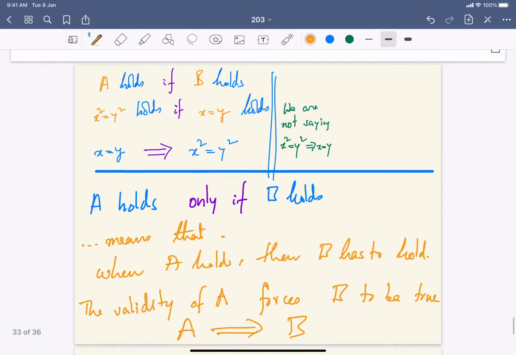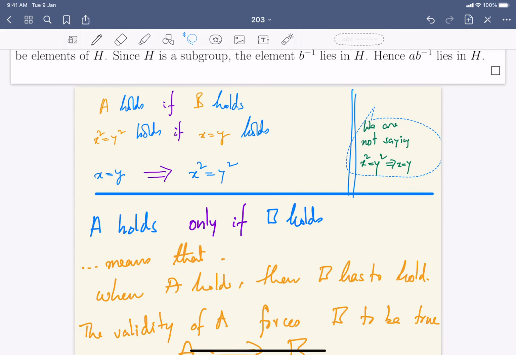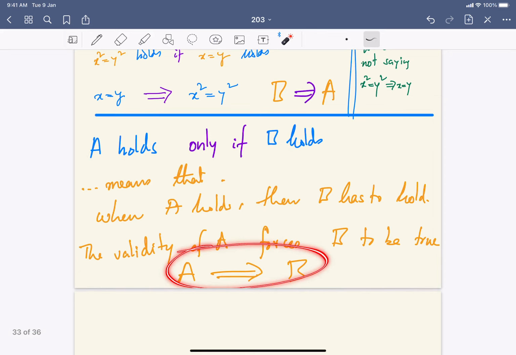Thus, if you say A holds if B holds, it means that if B holds, then A holds, so B implies A. So A holds if B holds is the same as saying B implies A, and when you say A holds only if B holds, that means A implies B.